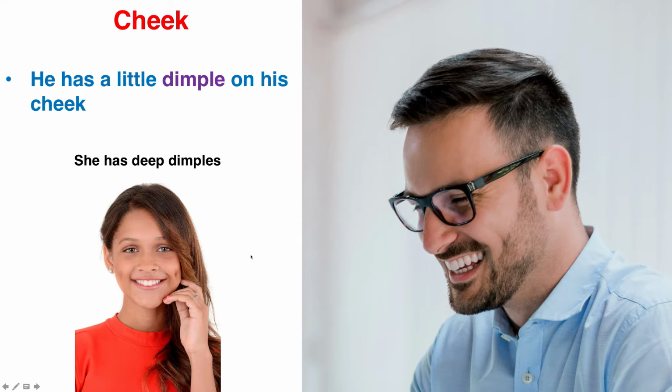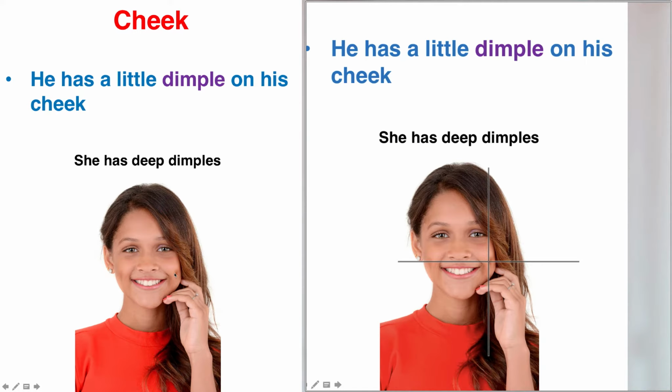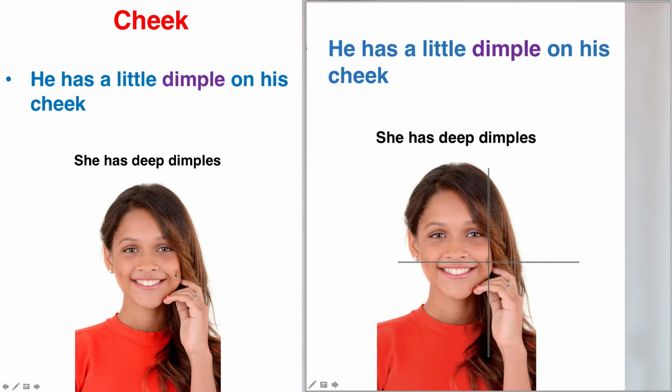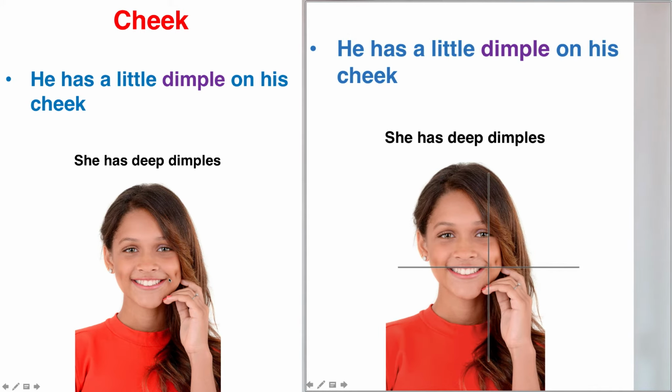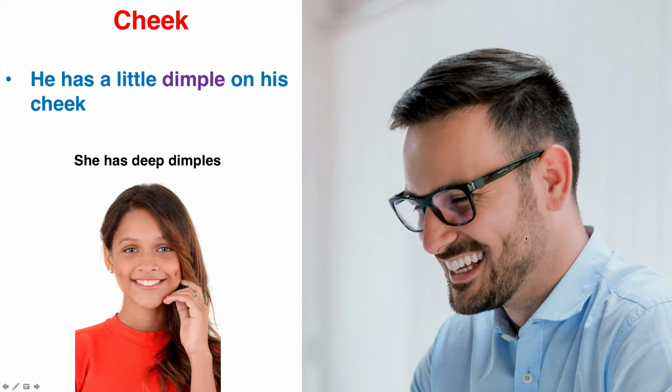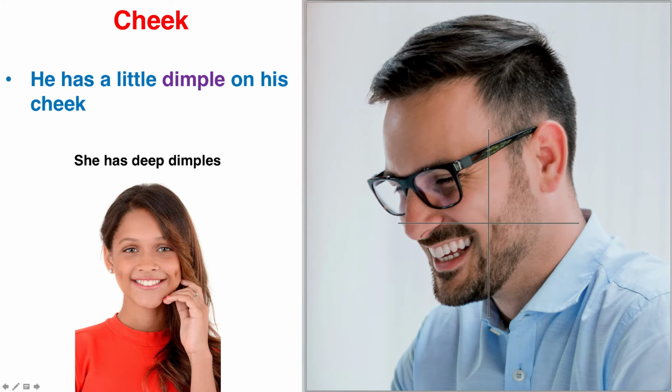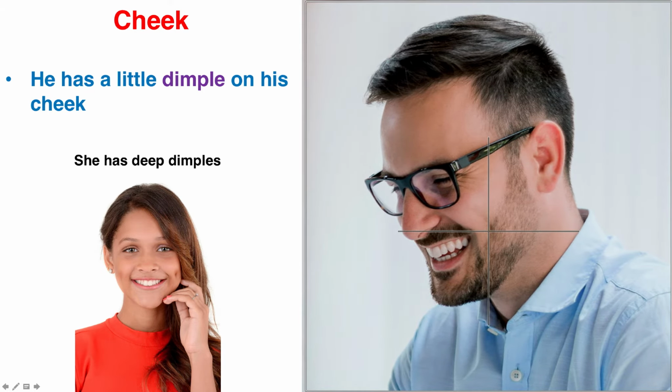So for another example of a dimple, we'll look at her. So her dimple is very deep. It goes into her cheek a long ways. His dimple, on the other hand, is very shallow. It doesn't go in that deep. So he's got a shallow dimple versus a deep one.